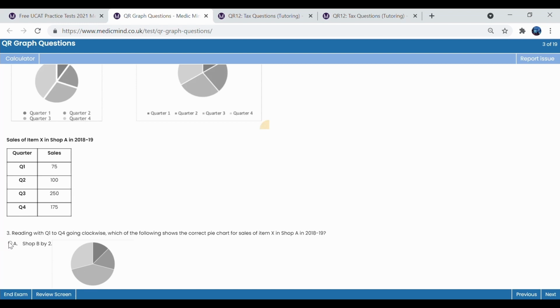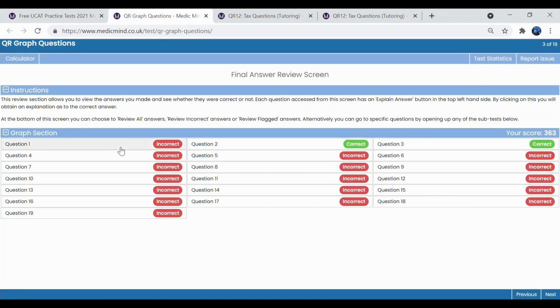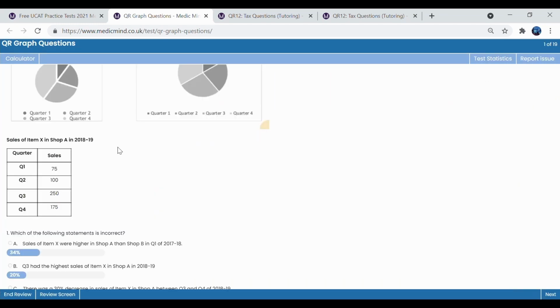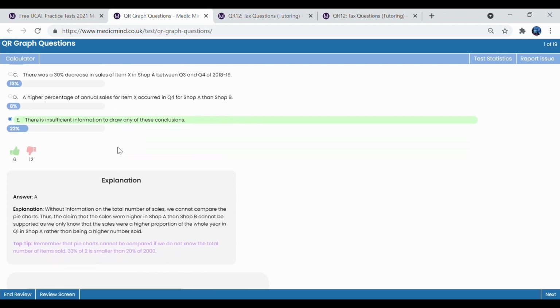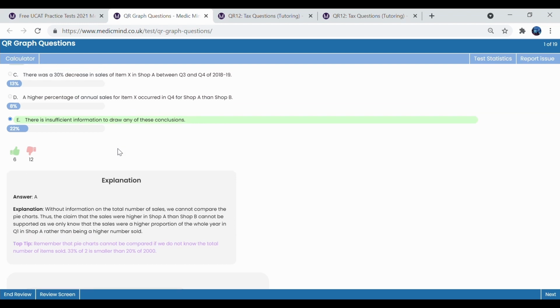Alright, let's end the exam. Okay, so question 1, 2, and 3. So question 1 I got incorrect. Okay, fine. Answer A. Okay, fine. So without information on the total number of sales, we cannot compare the pie charts. Thus, the claim that the sales were higher in shop A than B cannot be supported, as we know the sales were a higher proportion of the whole year in shop A rather than a higher number of units sold. Okay, fine, that makes sense. The idea in A is a higher proportion.